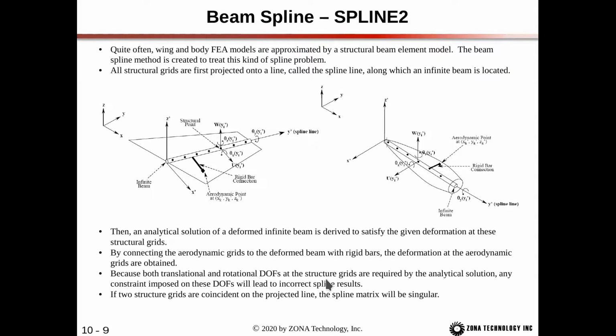So the difference with the beam spline method as opposed to the spline 1 and the spline 3 is that the rotational degrees of freedom of the structure grids are used. We didn't mention this earlier, but for spline 1 and spline 3, only the translational degrees of freedom of the grids are used. The rotational degrees of freedom are not considered. But in the beam spline, both the translational and the rotational degrees of freedom are used. So you want to make sure not to constrain the rotational degrees of freedom of these grids in the structure model if you're using the beam spline method.